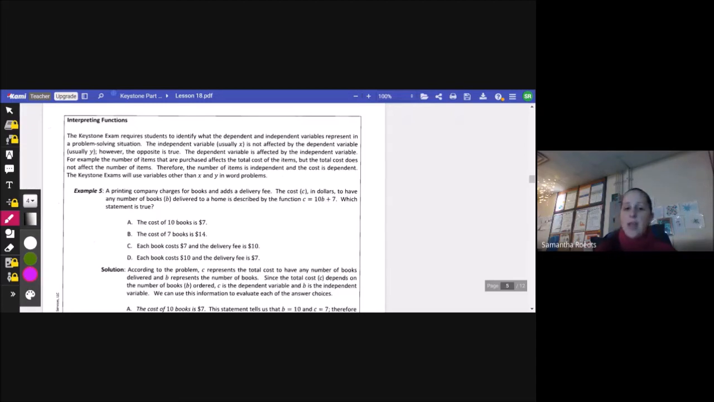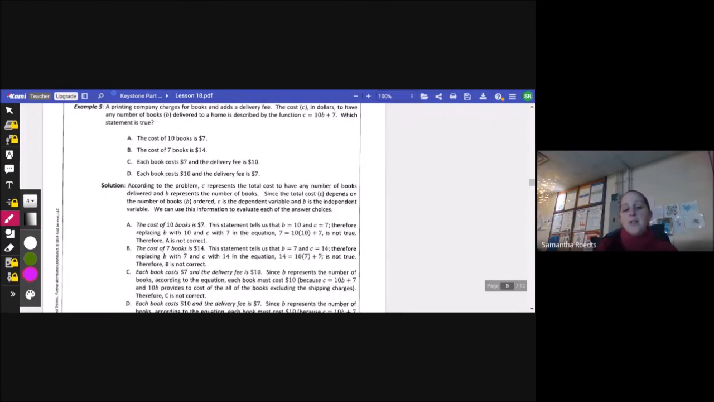Which statement is true? A, the cost of 10 books is $7. B, the cost of 7 books is $14. C, each book costs $7 and the delivery fee is $10. Or D, each book costs $10 and the delivery fee is $7. So according to the problem, C represents the total cost of any number of books delivered, and B represents the number of books. Since the total cost C depends on the number of books B ordered, C is the dependent variable and B is the independent variable. We can use this information to evaluate each of the answer choices.